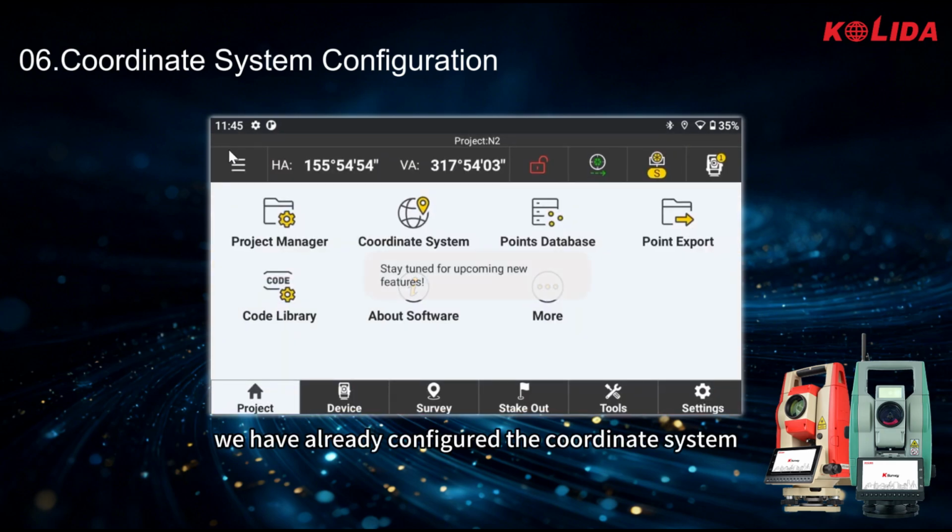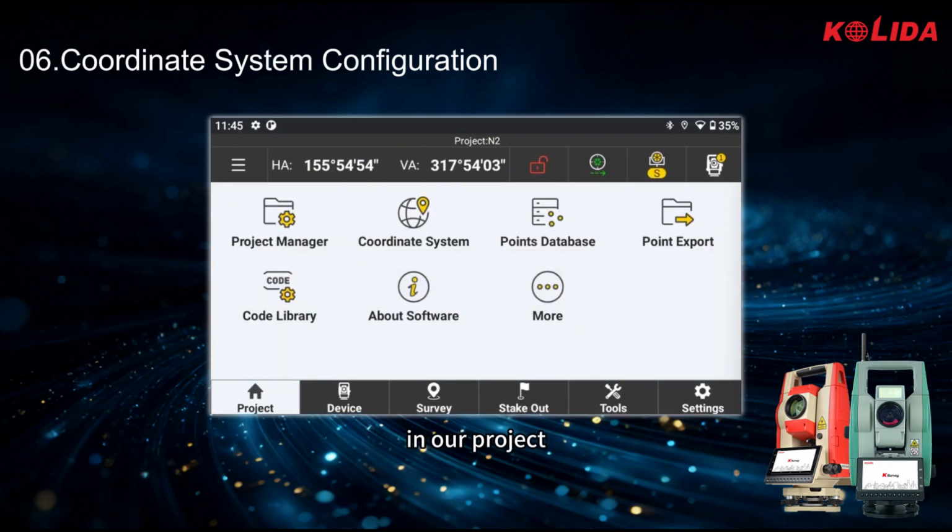In this way, we have already configured the coordinate system in our project.